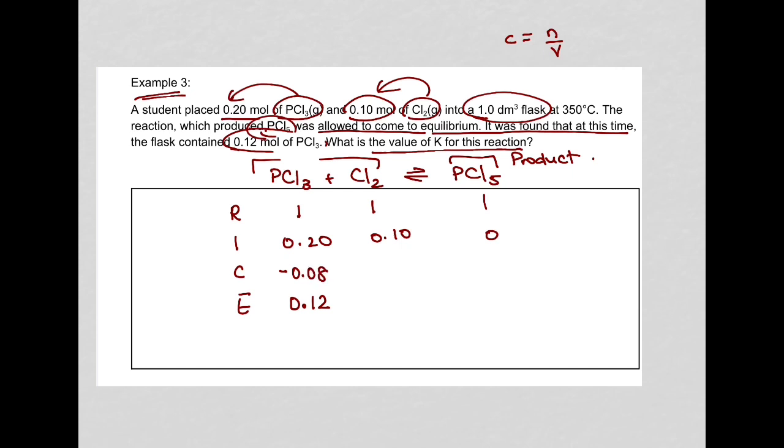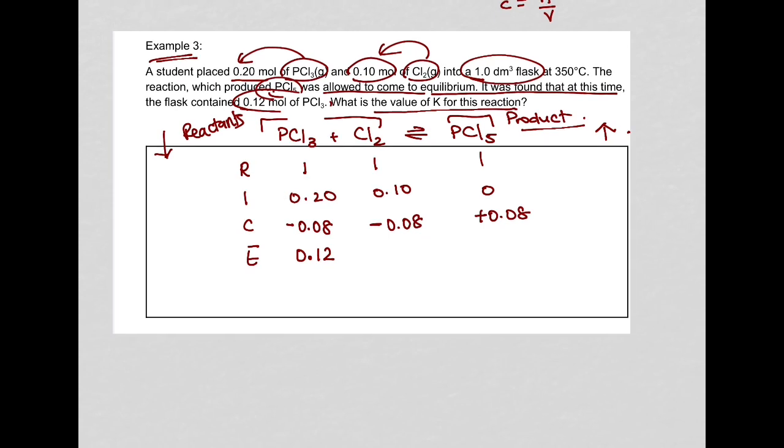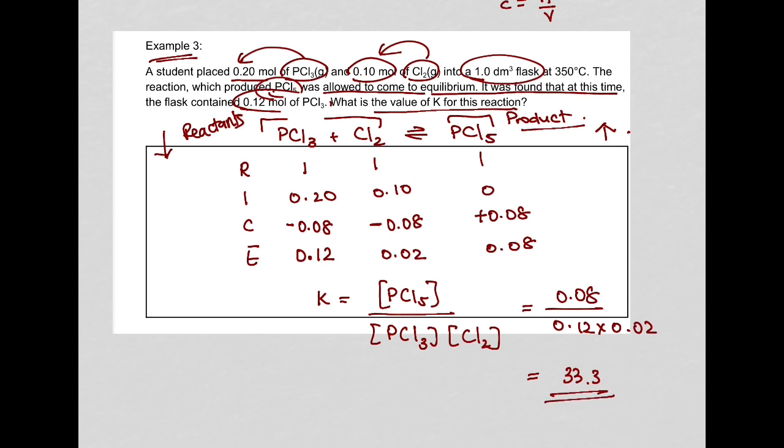The ratio is 1:1, therefore this is also going to be minus 0.08. This is also ratio 1:1, so this is going to be plus 0.08. Remember that products will increase, reactants will decrease. So if you do the calculation, you get these concentrations at equilibrium. Now finding the value of K, K is the concentration of products divided by the concentration of reactants raised to the power. So this is the value of K.